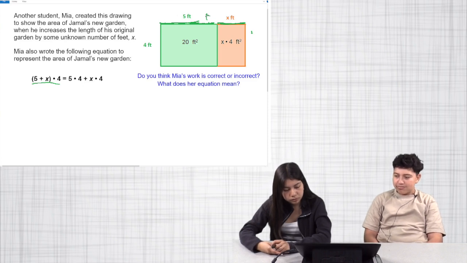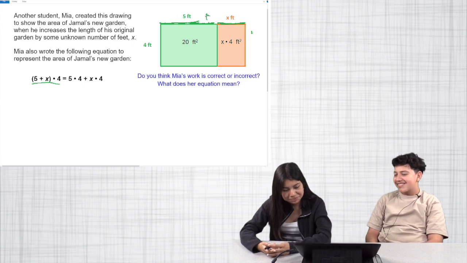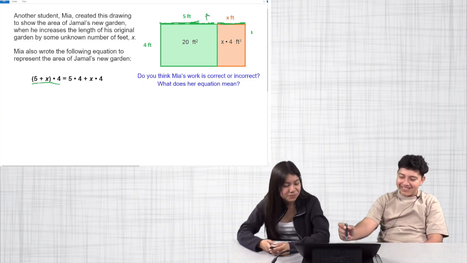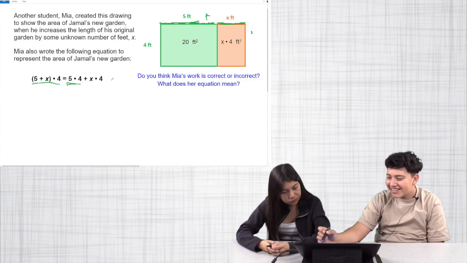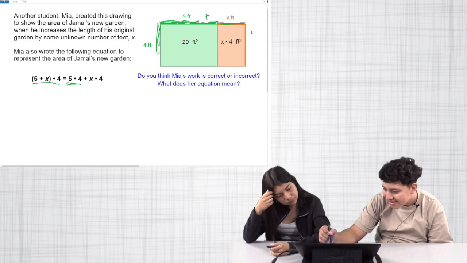What does it mean after you've multiplied it out? What do you get? Is that a length, a width, or an area? Area. It's an area. Area of what? The new garden. Do you agree with that? Mm-hmm. Okay. Now, can you take me through the right side, Mauricio? This 5 times 4 equals this right here, the 5 and this 4.